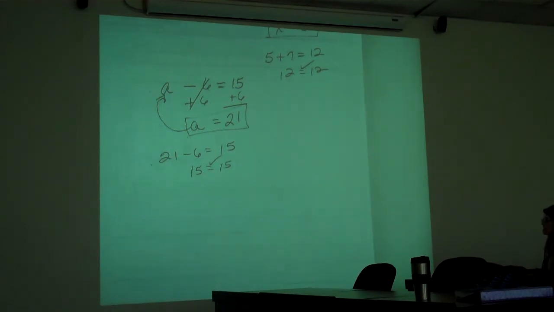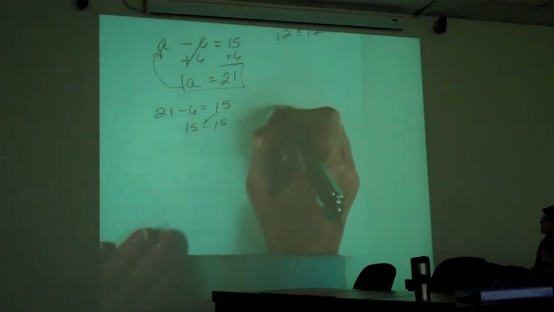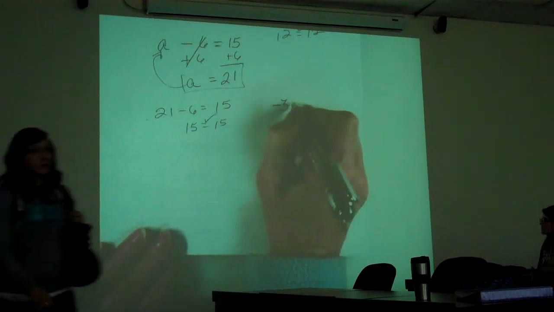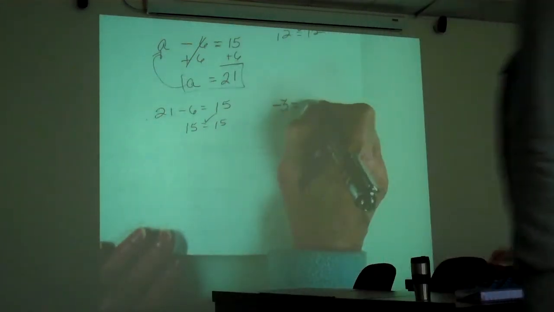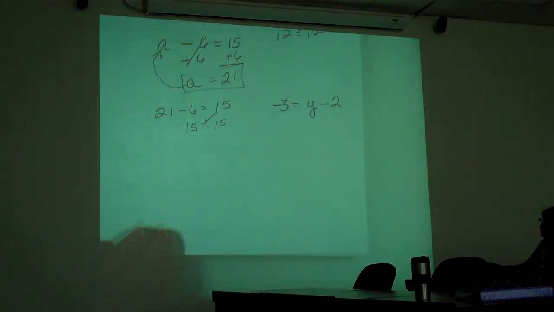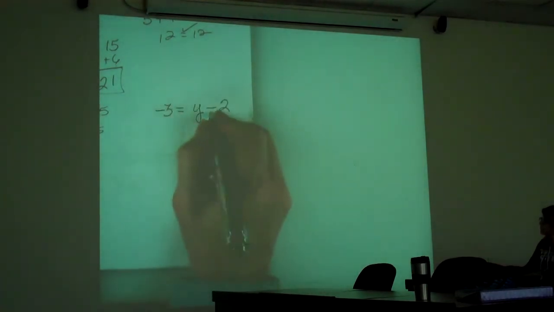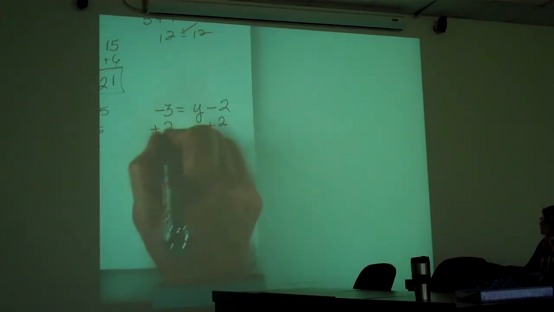Okay, let's do one with the variable on the other side of the equation. You're going to do the same thing. Let's say we have negative 3 equals y minus 2. Look first where the variable is. What are we going to do? It's subtracted, so what are we going to do to both sides? Add what? Add 2. Add 2 to both sides.